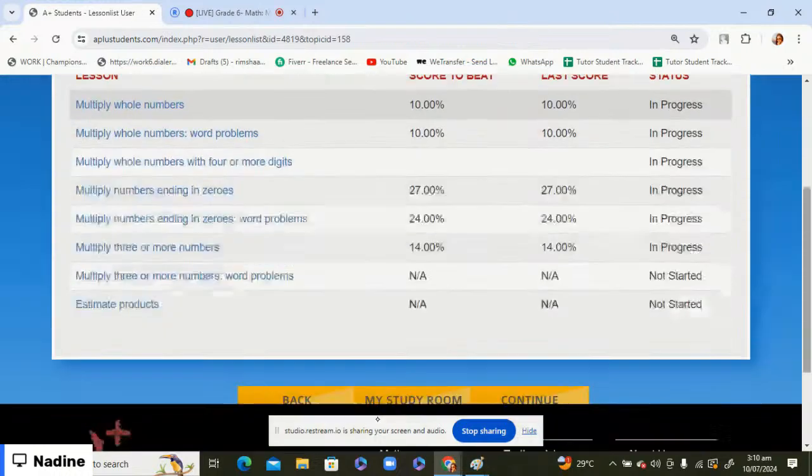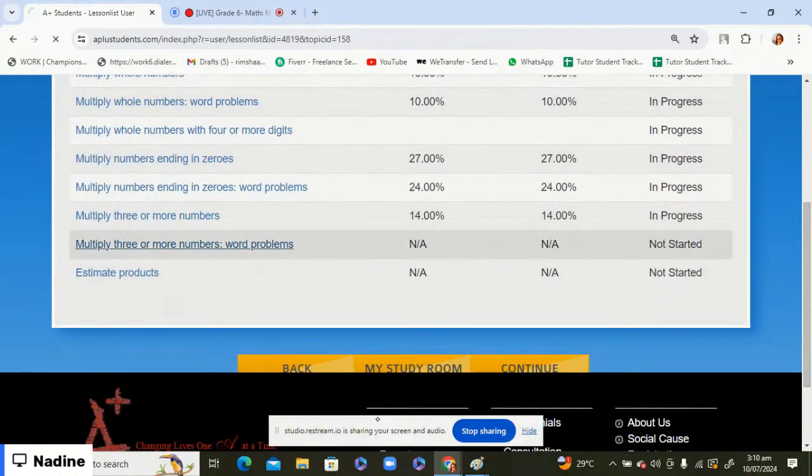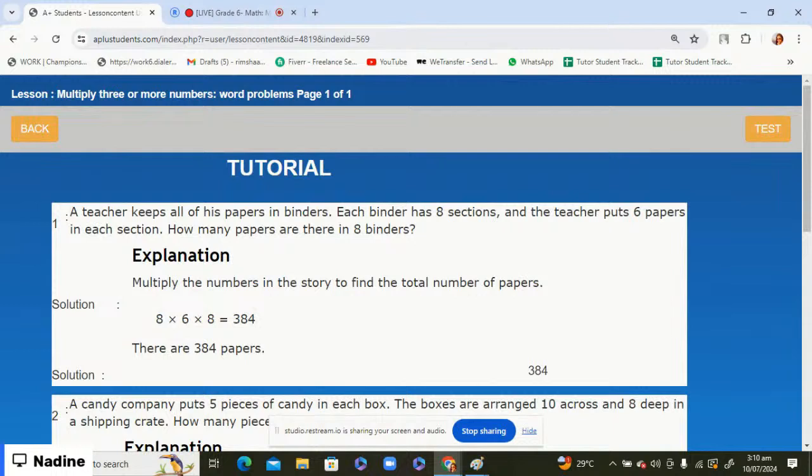Now let's discuss this lesson. Multiply three or more numbers, word problems, okay? A teacher keeps all of his papers in binders. Each binder has 8 sections, and the teacher puts 6 papers in each section. So how many are there in 8 binders?